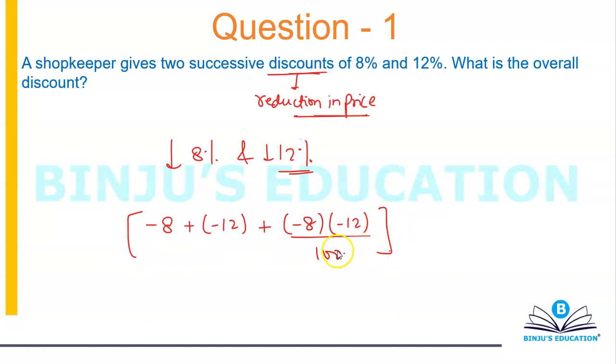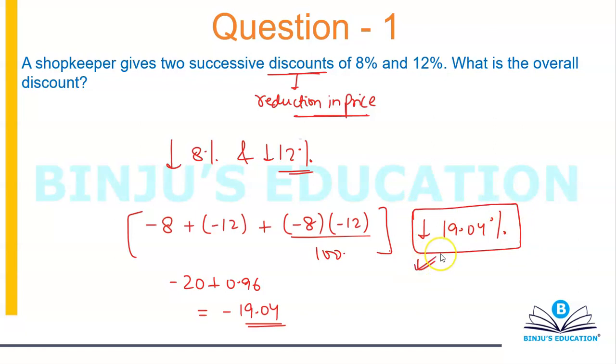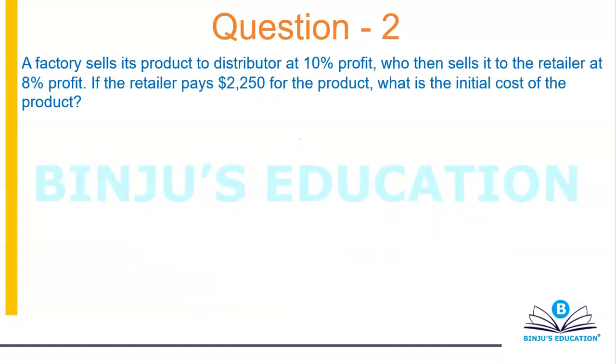I hope you have gone through the basics of percentages, in which I have explained these formulas and everything. This is minus 20, and 8 into 12 comes out to be 96, so plus 0.96. So this will come out to be minus 19.04. So there's an overall discount of 19.04%. That's your answer. That is all that you have to do. Okay. Alright, let's move on. Alright, pause the video and try this question, please.